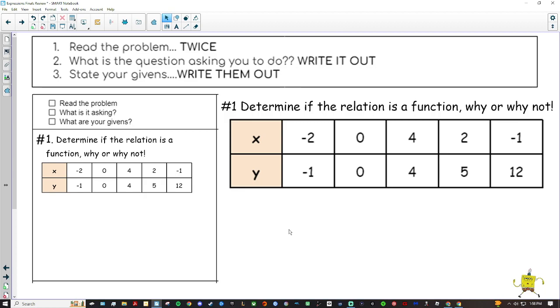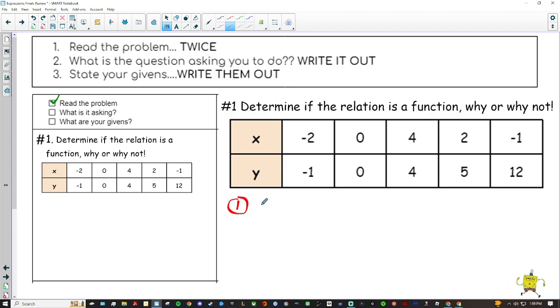All right, you've written down your problem. Number one, let's read the problem. Not once, but twice. Number one, determine if the relation is a function. Why or why not? One more time. Determine if the relation is a function. Why or why not? We have read the problem twice. What is the question asking? The question is asking us, is it a function?